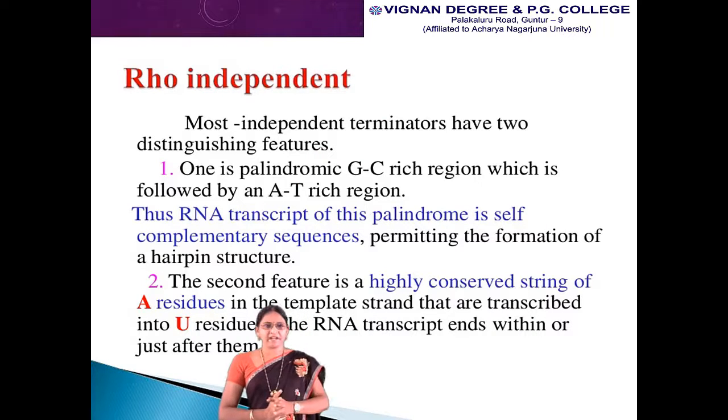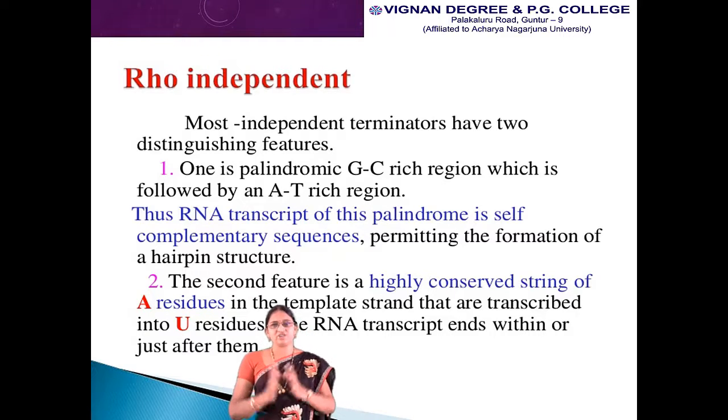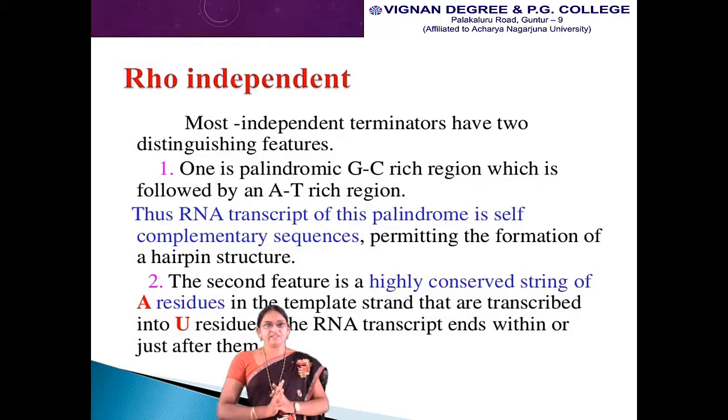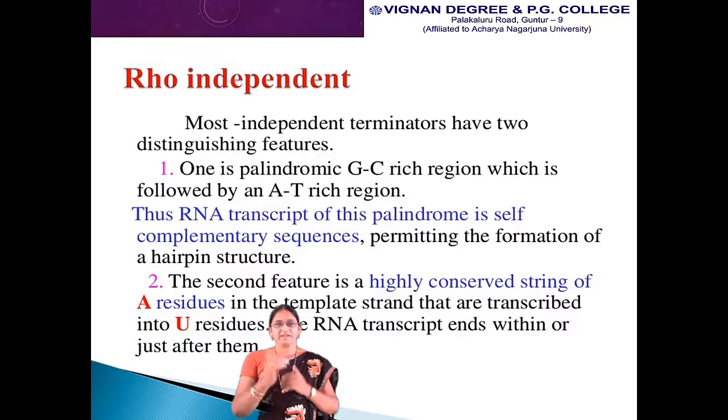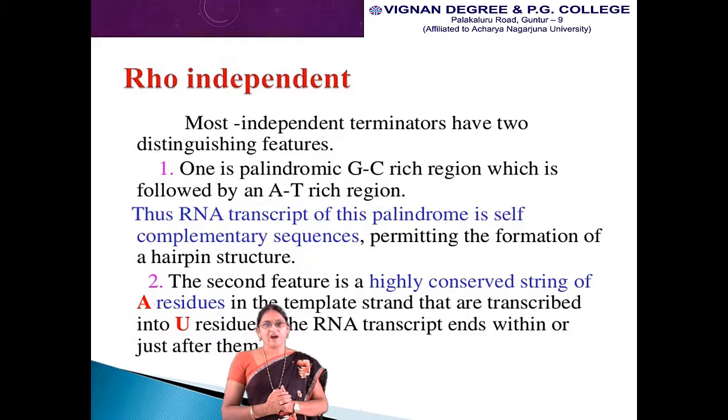Coming to the Rho-independent mechanism. Most independent terminators have two distinguishing features. One is a palindromic GC-rich region, which is followed by an A-rich region. What is a palindrome? A palindrome is a sequence which reads the same backwards as forwards. Thus, the RNA transcript of this palindrome is a self-complementary sequence, permitting the formation of a hairpin structure. So this complementarity of the RNA keeps RNA polymerase from moving further.